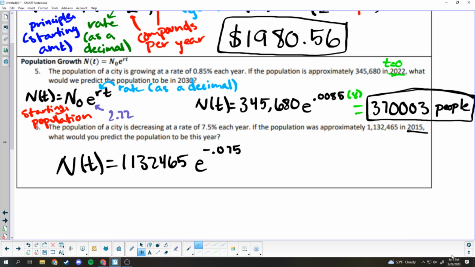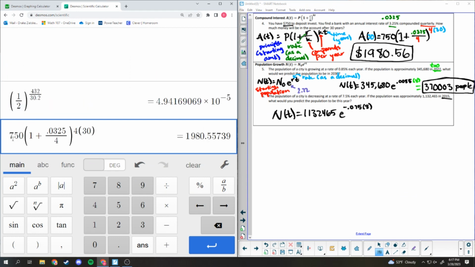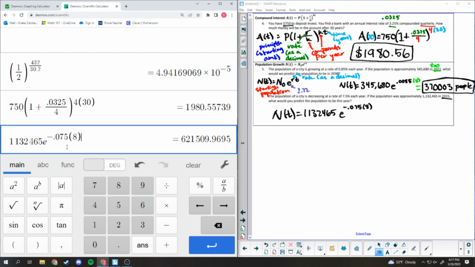Well, the year is 2023. So that's, once again, 8 years. So times 8. All right, let's see what happens here. I'm interested to know. So I'm going to type in 1,132,465, my initial population, times e to the power of negative 0.075 times 8. Wow, that's actually a lot, right?